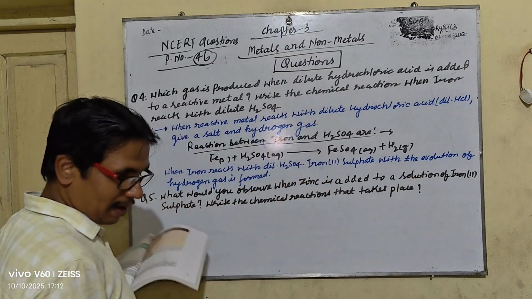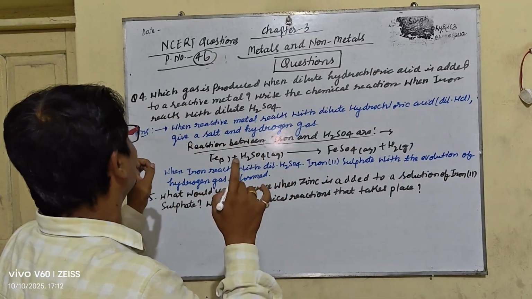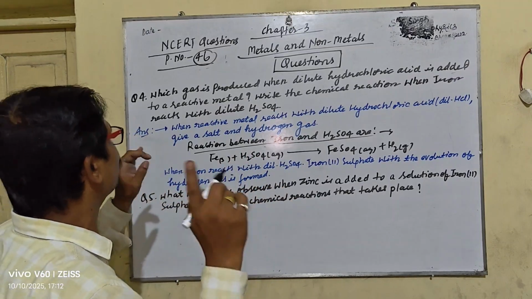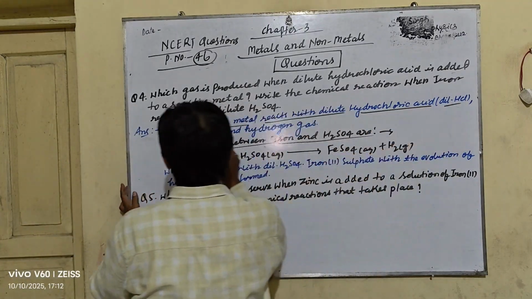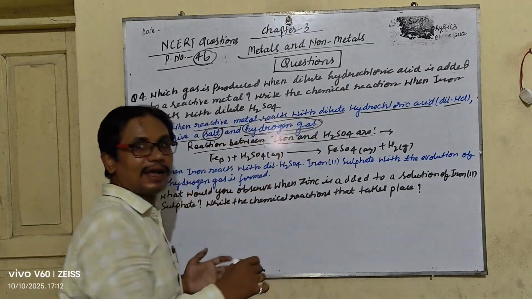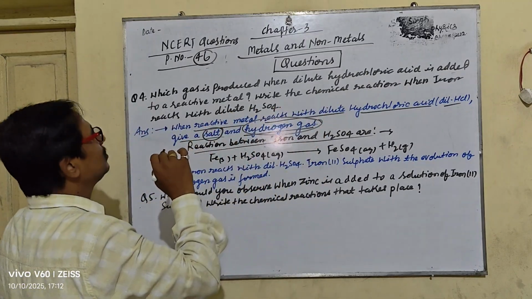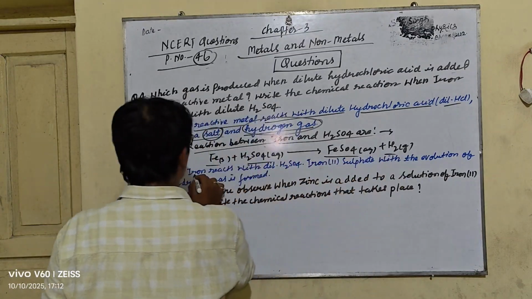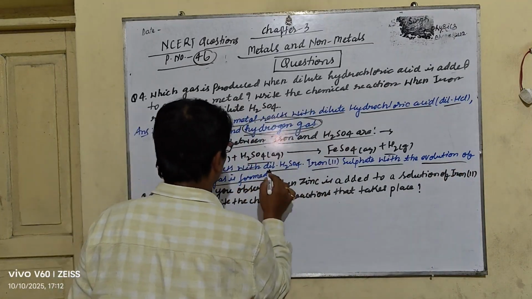So my dear student, it is going to be clear which gas is produced when dilute hydrochloric acid is added to a reactive metal. Write the chemical reaction when iron reacts with dilute H2SO4. This is NCERT question, page number 46. When a reactive metal reacts with dilute HCl, it gives a salt and hydrogen gas. The next question: write the chemical reaction when iron reacts with dilute H2SO4, that is Fe plus H2SO4 gives FeSO4 aqueous plus H2. When iron reacts with dilute H2SO4, iron 2 sulfate is formed with the evolution of hydrogen gas.